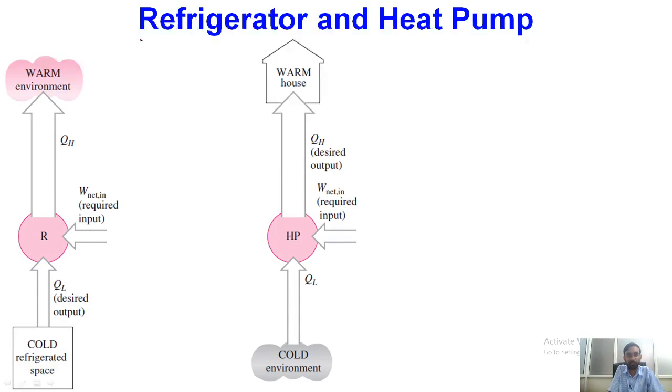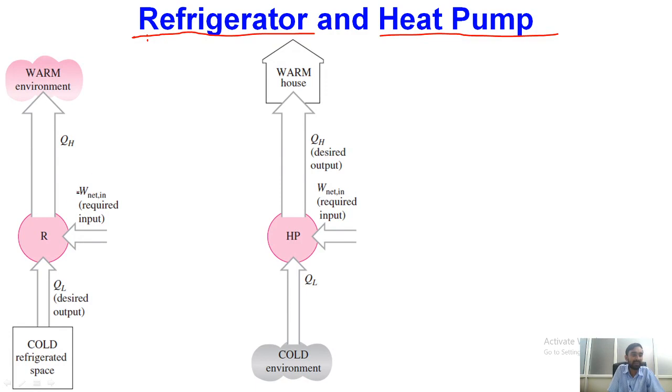The device which is used to achieve the process of refrigeration is known as a refrigerator. One more device, which is in principle identical to a refrigerator, but the only difference is that here the objective is heating rather than cooling, is known as a heat pump. So I have two schematic representations: one for a refrigerator and the second one for a heat pump.